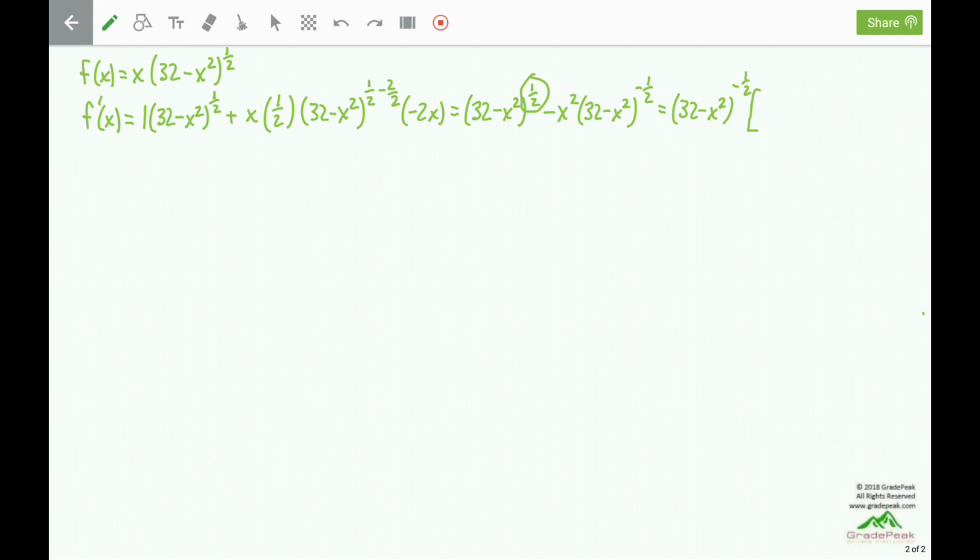Adding 1/2 to this first power, 1/2 plus 1/2 is 2 halves or 1, will become a power of 1, and we will have 32 minus x squared left over. Adding 1/2 to this power, -1/2 plus 1/2 is 0. We have a power of 0. Anything raised to 0 is a 1, and we will have a minus x squared left over. So after factoring, we will have a 32 minus x squared minus another x squared.